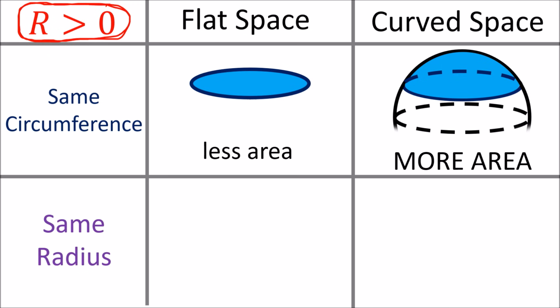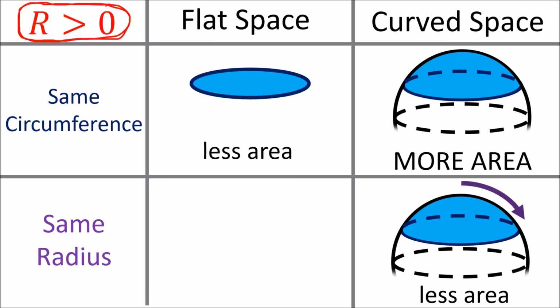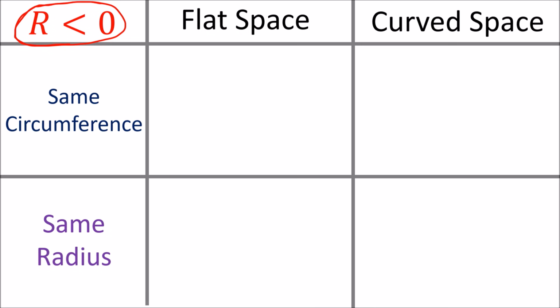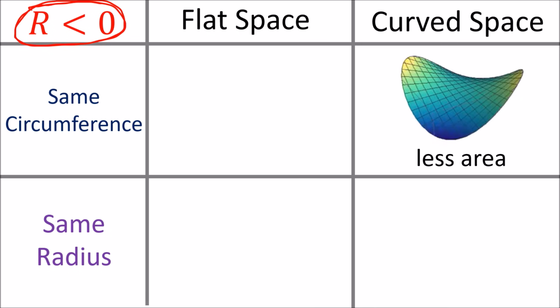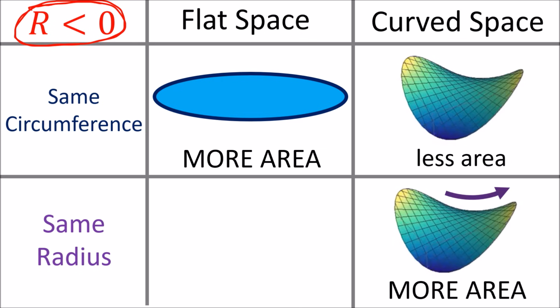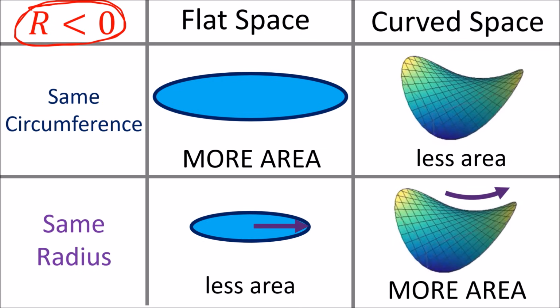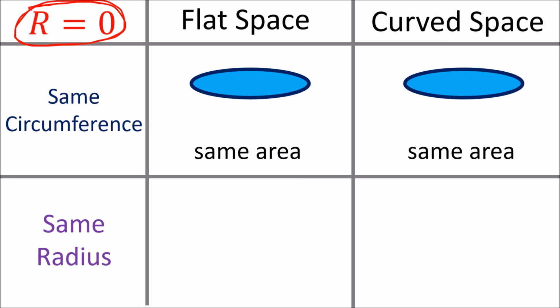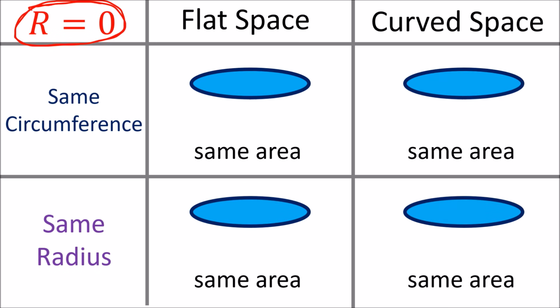This also means a circle in curved space has less area than a circle in flat space with the same radius, if we're measuring the radius as the walking distance from the middle to the edge of the circle. A negative Ricci scalar means the opposite. A circle in curved space has less area for a given circumference and a larger area for a given radius than we would expect in flat space. And a zero Ricci scalar means the area of a circle is exactly what we would expect in flat space, pi r squared.